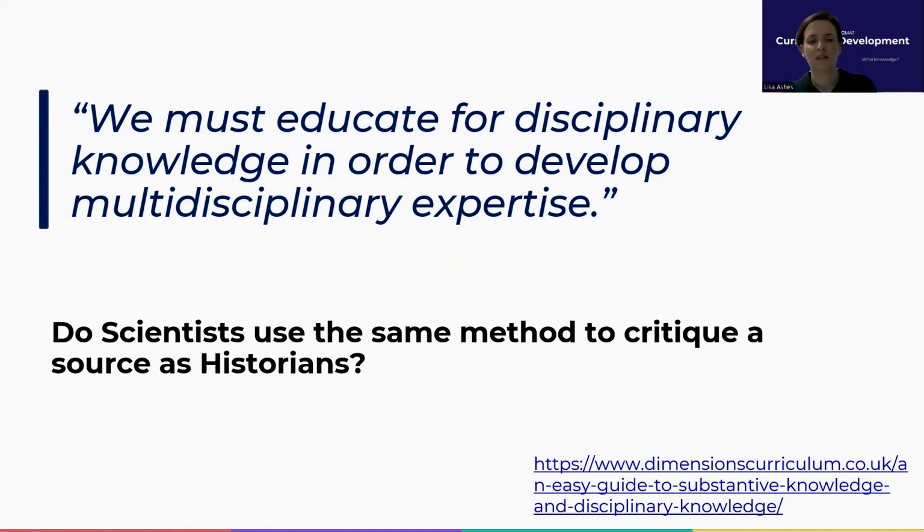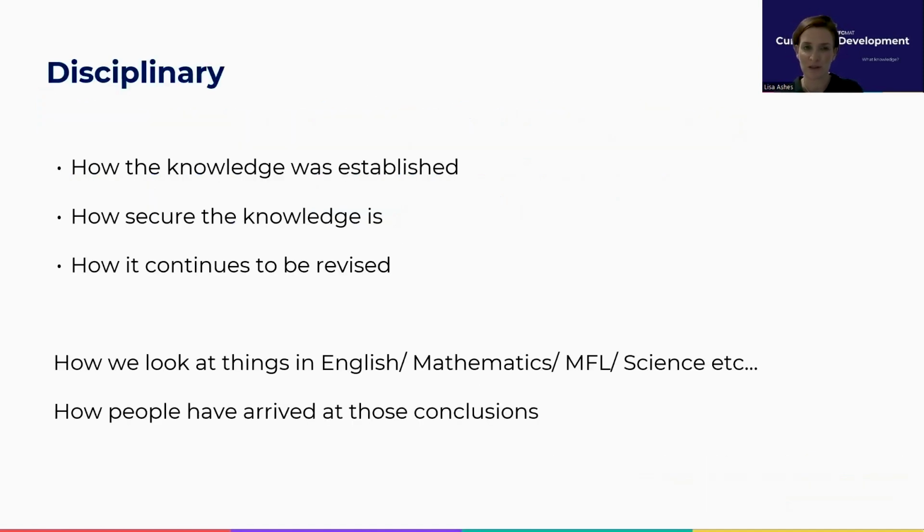Consider this question. Do scientists use the same method to critique a source as historians? And the answer behind that question leads us to understand what disciplinary knowledge really is. It is how knowledge is established, how secure knowledge is in our subjects, how it continues to be revised, how we look at things in English, mathematics, modern foreign languages, science, in any subject, how we read in our subject, how we write in our subject, how we think in our subject.